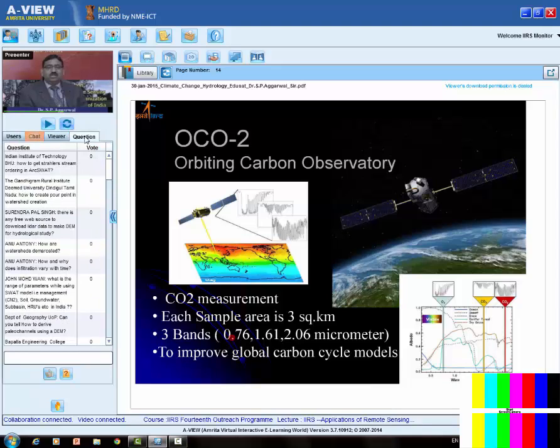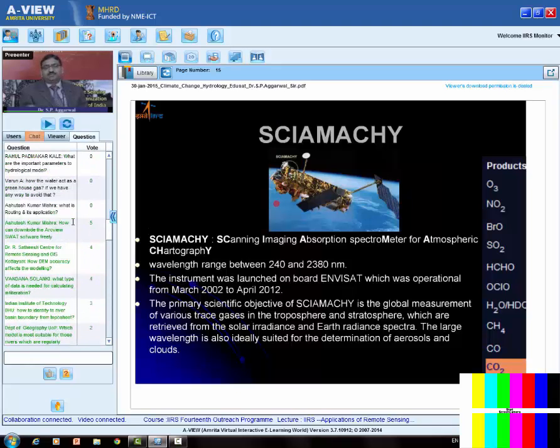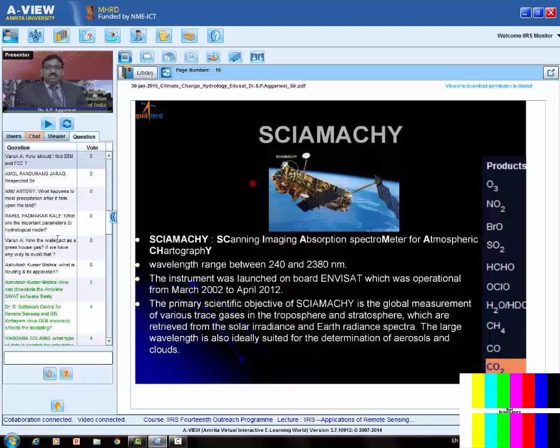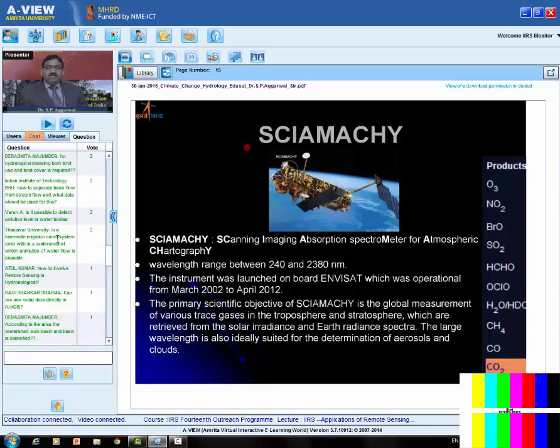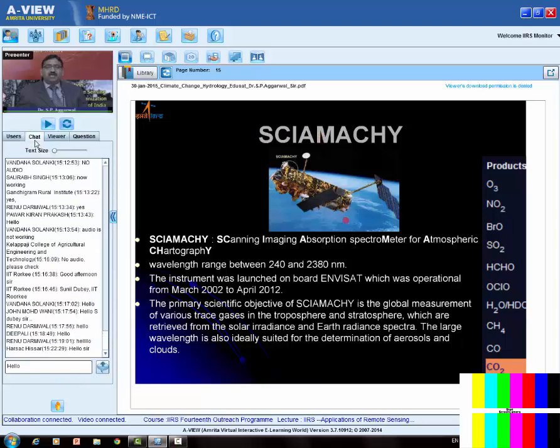Not only this, it will further improve the global carbon cycle models, which will help us to predict global warming in the future. This is dedicated to carbon dioxide.